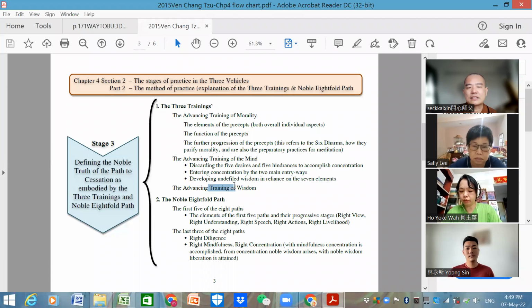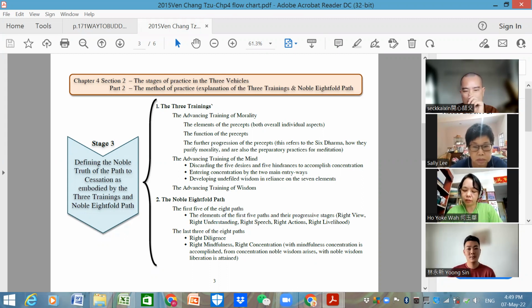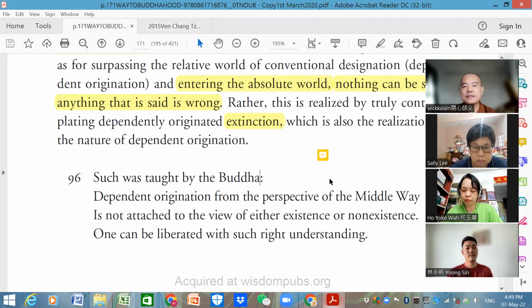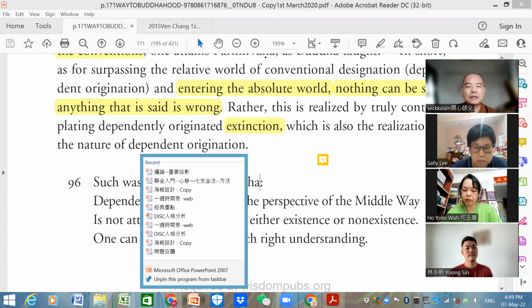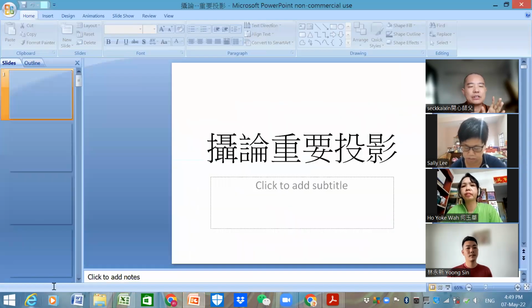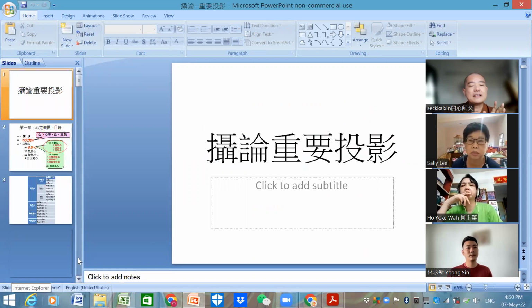Then later on is the training of wisdom. Then we go to the noble eightfold path. So in the noble eightfold path, actually we are beginning here. We are still here. It's regarding the right understanding, the right view. So class, in the right view, basically, we come back again to the paticca samuppada. Why is the paticca samuppada so important? The reason is that from paticca samuppada, we understand the rules and regulations, what is the cause and condition for reincarnation. That is the main cause.